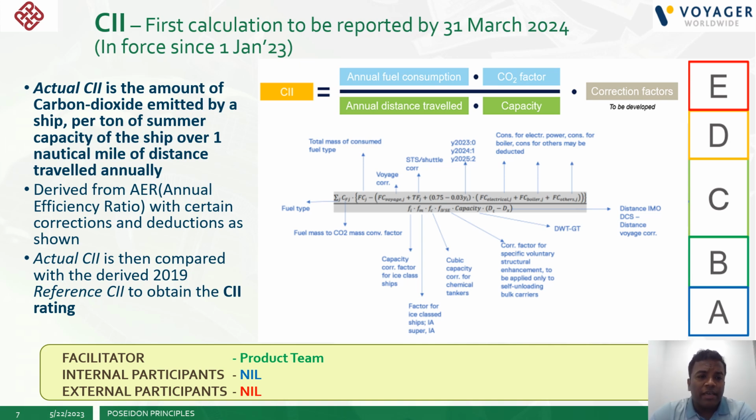CII is the topic of today, the carbon intensity indicator. As we can see, CII is the amount of carbon dioxide emitted by a ship per ton capacity over 1 nautical mile of distance traveled annually.